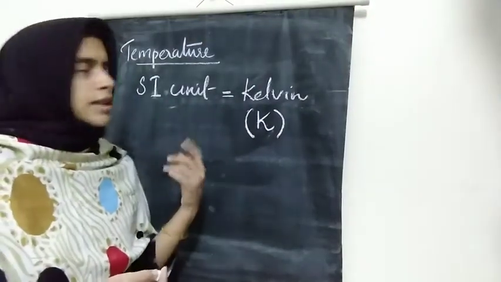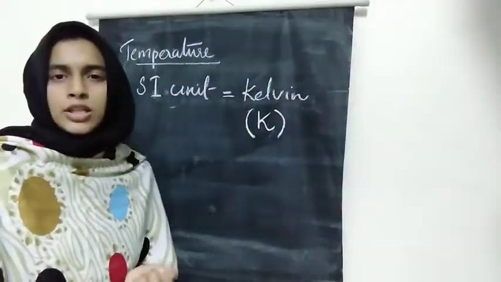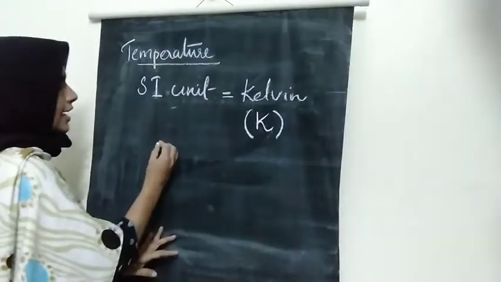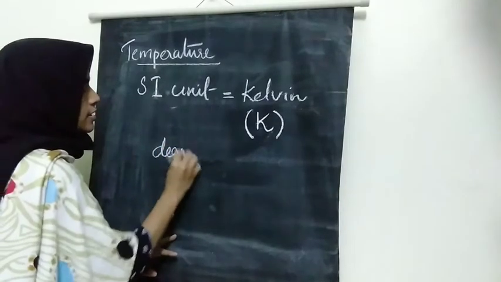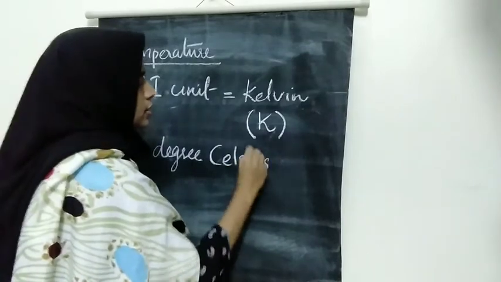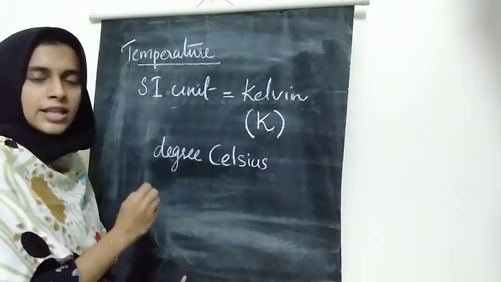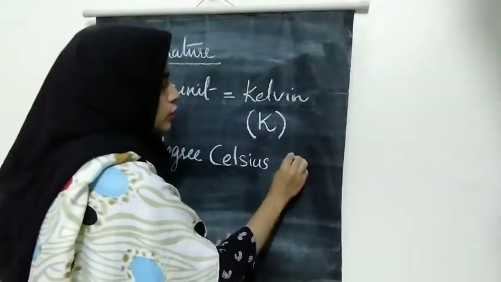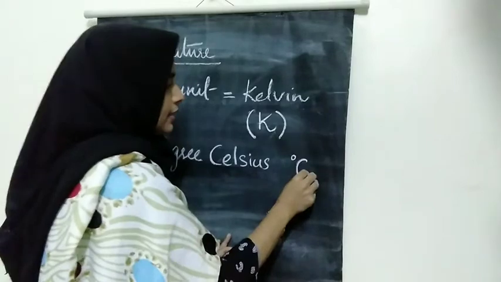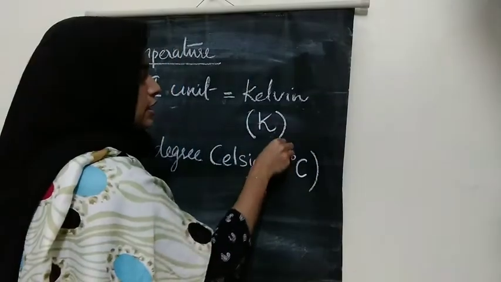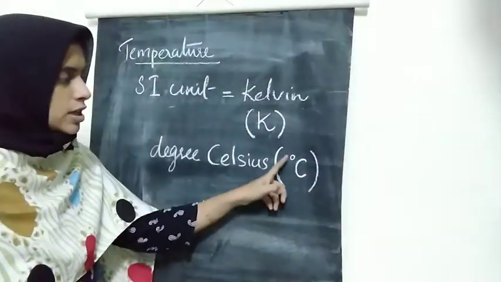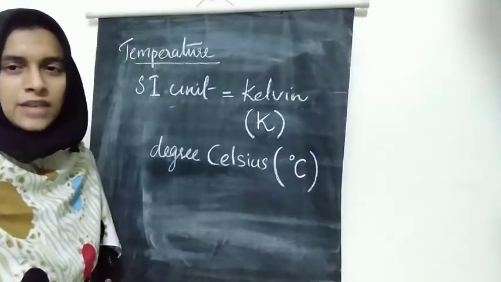Even though the standard unit of temperature is Kelvin, most commonly we are using the unit degree Celsius. It is denoted with a small zero, the degree symbol, then a capital letter C. We write it as 100 degree Celsius, 0 degree Celsius, like that.